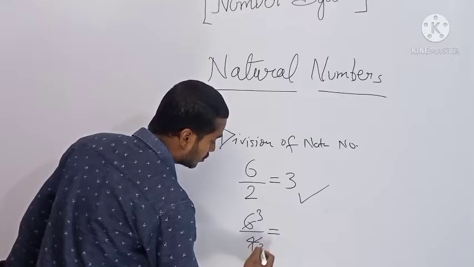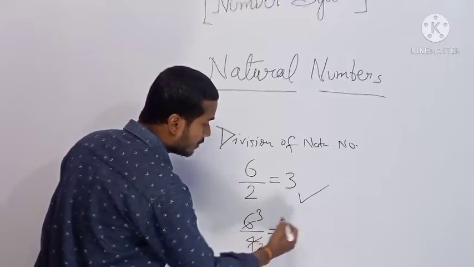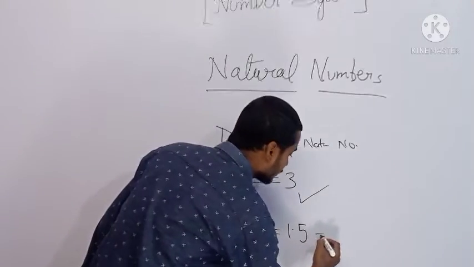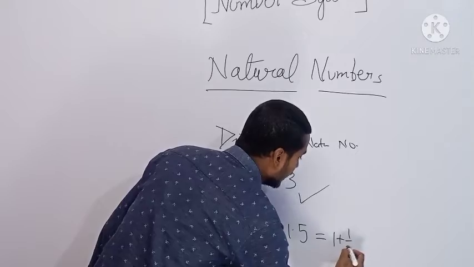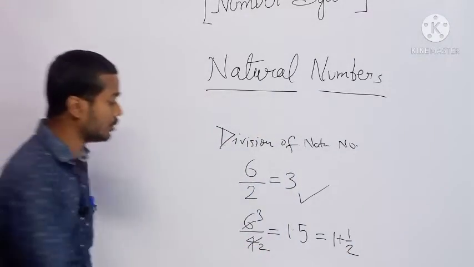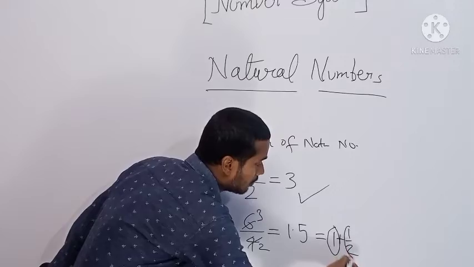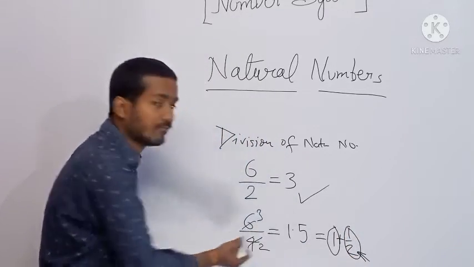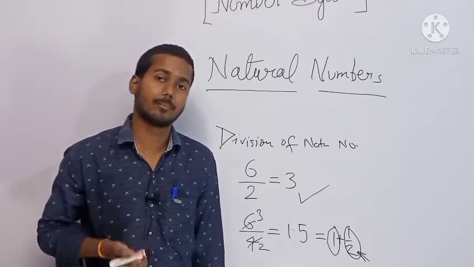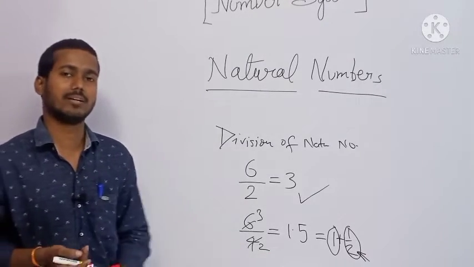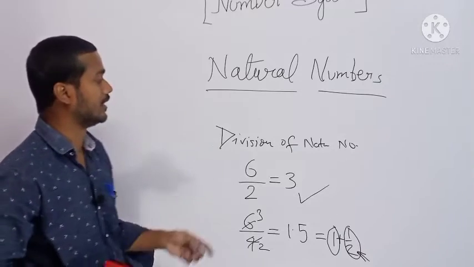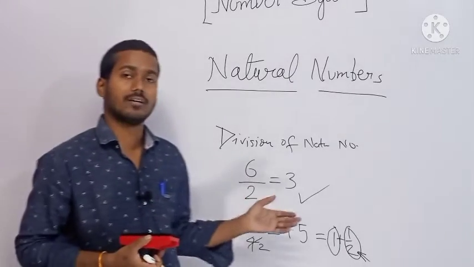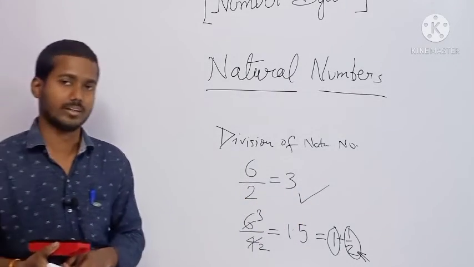Let's divide 6 by 4. 2 3s are 6, 2 2s are 4. Again you divide 3 by 2, you get 1.5 as a result, or you can say 1 plus 1 by 2. So here 1 is an integer, but 1 by 2 is not an integer. It is a fractional number. Or you can say 1.5 is not a complete integer; it is a combination of integer and decimal. That's why in the case of division of two natural numbers, it is not always possible that we get a natural number as a result.